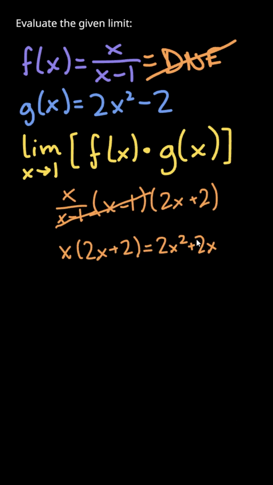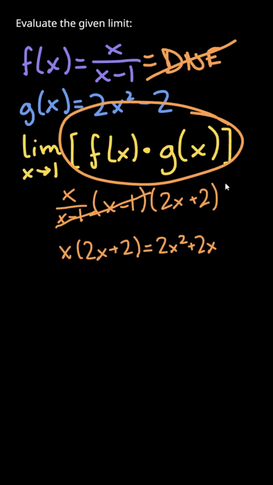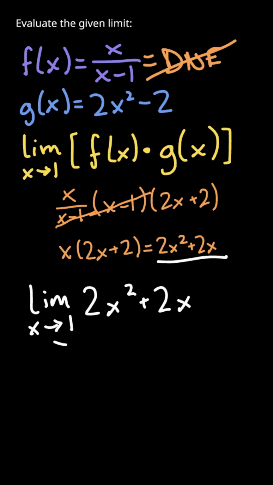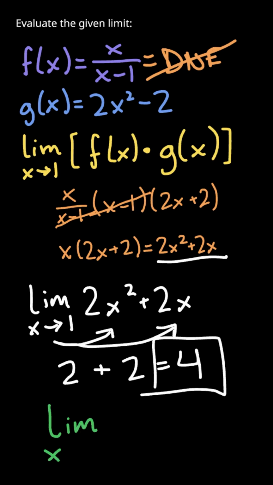And so that was only possible if we multiplied these two functions together first. So now instead we can find the limit of 2x squared plus 2x. And we know we have two functions right here, and we can find the limit of each one. 2x squared plus 2 becomes 2, plus 2x becomes 2 again, which equals 4. So the limit as x approaches 1 equals positive 4.